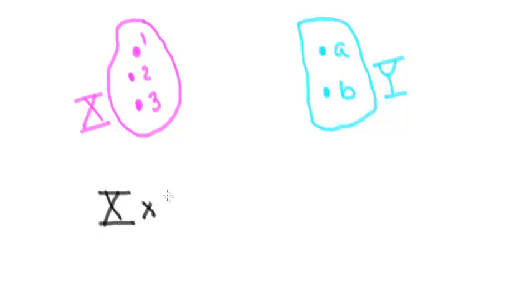The product of x and y is the collection of all points whose first coordinate comes from x and the second coordinate comes from y. So let's take a look at what elements we might have here. We can take 1 as our first coordinate, and the second coordinate has to come from y, so let's use a. So that's an example of an element of the product.